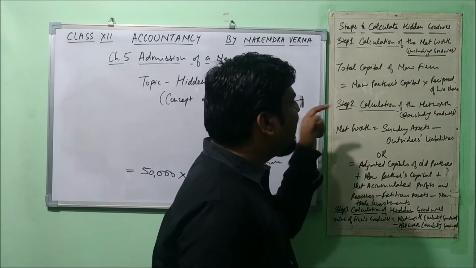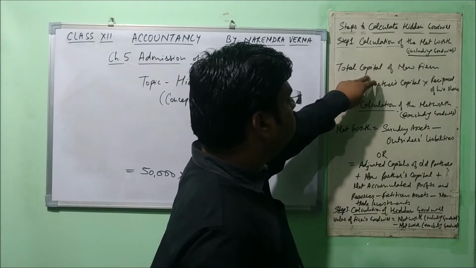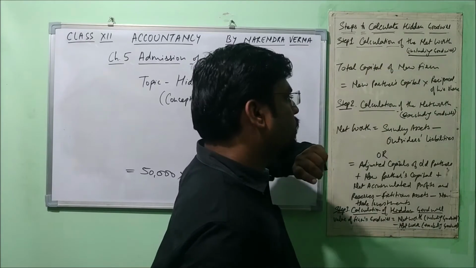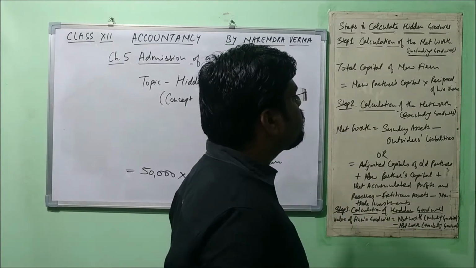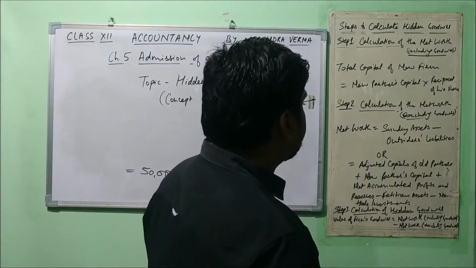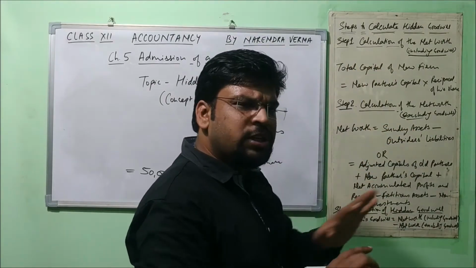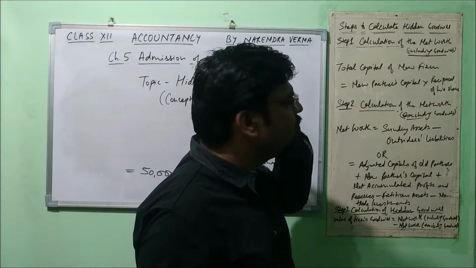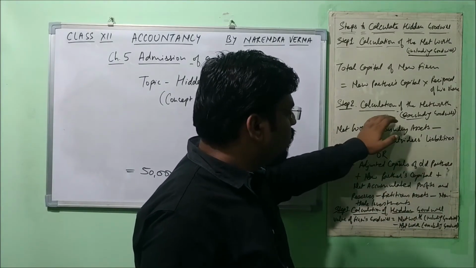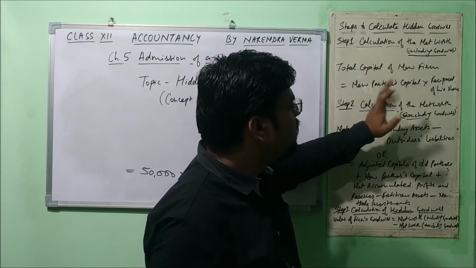Next step, calculation of the net worth. This will be known as the total capital of the new firm, or you can name it net worth including goodwill. Okay. So second step, calculation of the net worth excluding goodwill. Means here goodwill is included and here goodwill is excluded. You need not do anything more. It itself will be done. This is there just to remind you. When we reach the third step, you will understand why we wrote down here including goodwill and excluding goodwill.